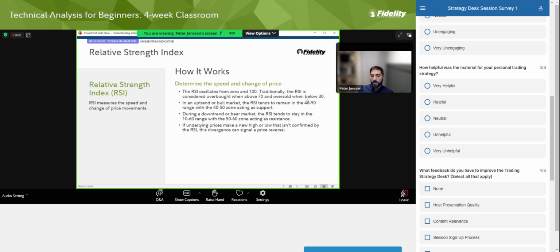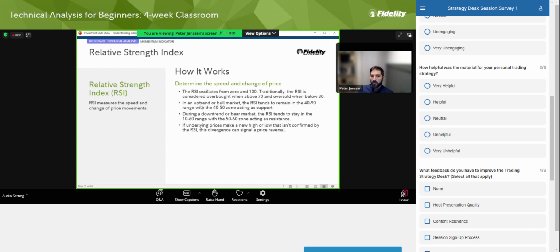But you certainly want to be mindful of these additional zones as well. And that goes back to a thought process of moving the goalposts if there is a strong trend present, either in an uptrend or a downtrend. Now, 70 and 30 are maybe your common overbought, oversold ranges. The 50 midline is also very important.